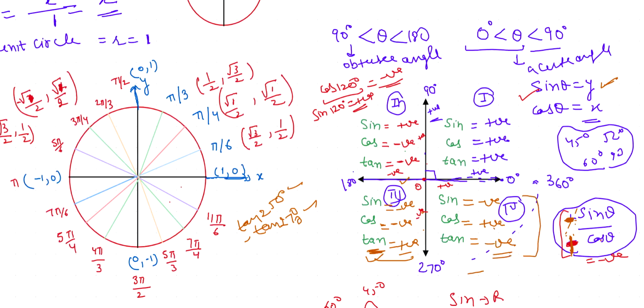So basically it depends upon in which direction we have been measuring the angle. Clear? According to that, we will get the sign. And it depends upon the quadrant as well, in which quadrant that angle is lying. So you can just imagine the sign from these quadrants.